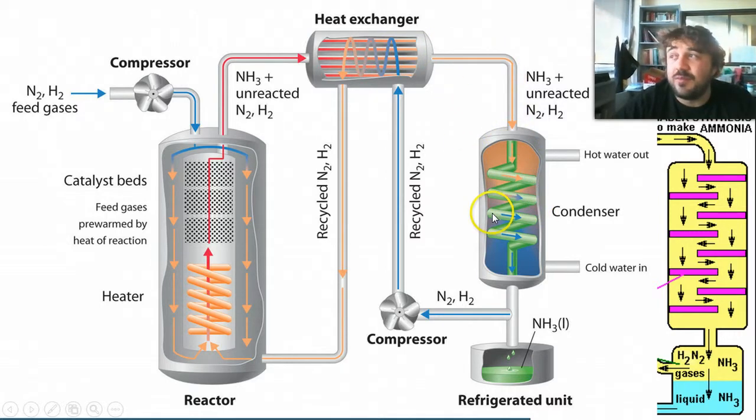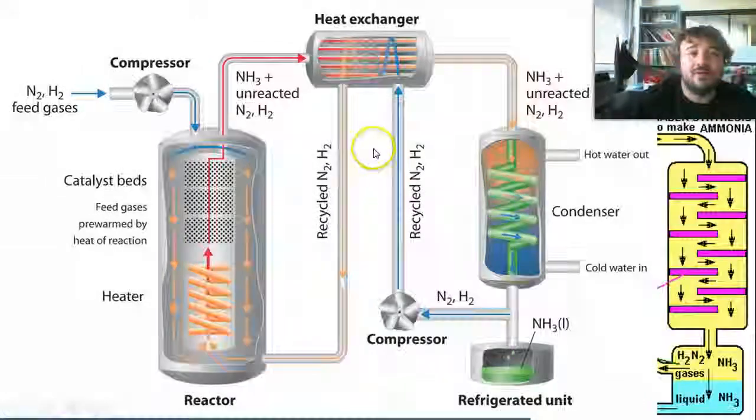condenser, at which point they cool down to the boiling point of the ammonia, which will then come out as a liquid. The remaining gases are then recycled back up and around. So they come around this way and back up through the heat exchanger where they warm up again, come back in here, and off we go.